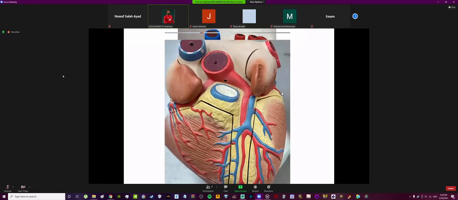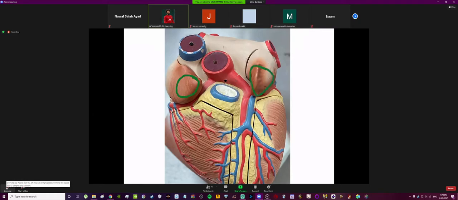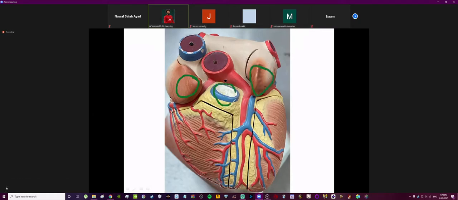This is also anterior view of the heart. This is the right auricle, left auricle. This is the pulmonary trunk, ascending aorta, superior vena cava. The ascending aorta will give the right coronary artery and the left coronary. The left coronary will divide into anterior interventricular and circumflex coronary. The vein with the anterior interventricular will be the great cardiac vein. The vein with the right coronary will be the small cardiac vein.